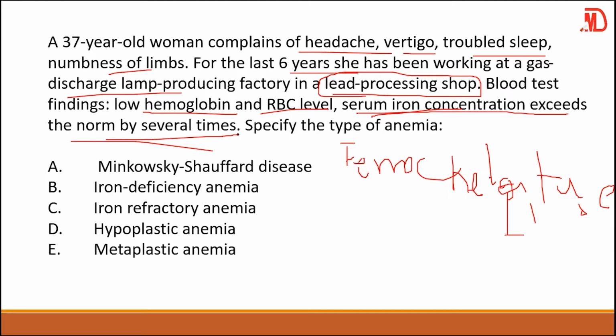Now, in iron deficiency anemia, the serum iron is reduced below the norm. But over here, it is more than the norm. That means there is plenty, but it is not being utilized. And so your answer here is iron refractory anemia. So your answer is C.